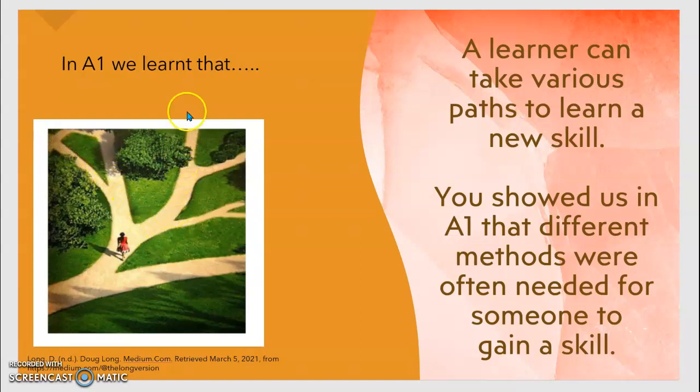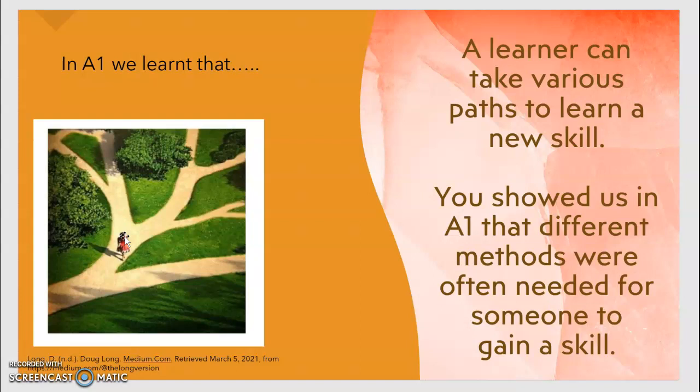You can see that this individual can take a number of different ways to have success in understanding a concept or a skill. So I've said here, a learner can take various paths to learn a new skill. You showed us in A1 that different methods were often needed for someone to gain a new skill or concept. So that's where we have an individual.